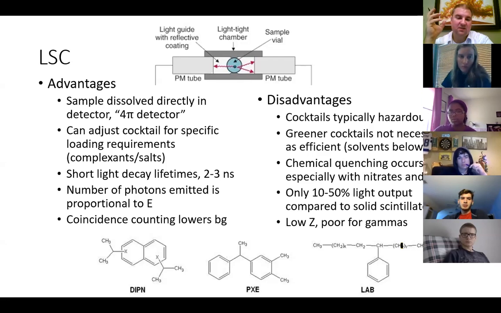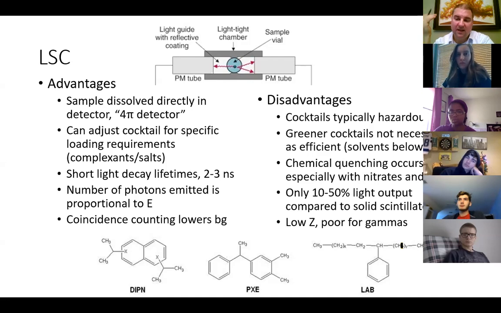Because we're talking about small molecules, not solids, and we're talking about these pi-pi star electron transitions and fluorescence, liquid scintillation has short light decay lifetimes, on the order of 2 to 3 nanoseconds. If we think of that as representing our dead time, then that's really good. That's much shorter than the dead time for Geiger counters, okay?